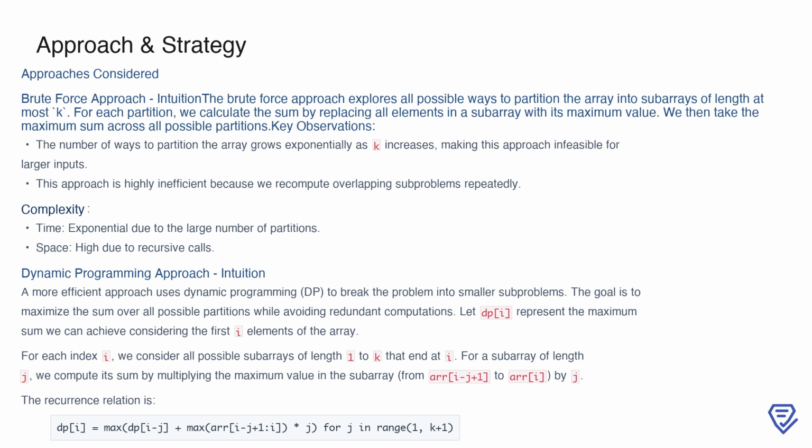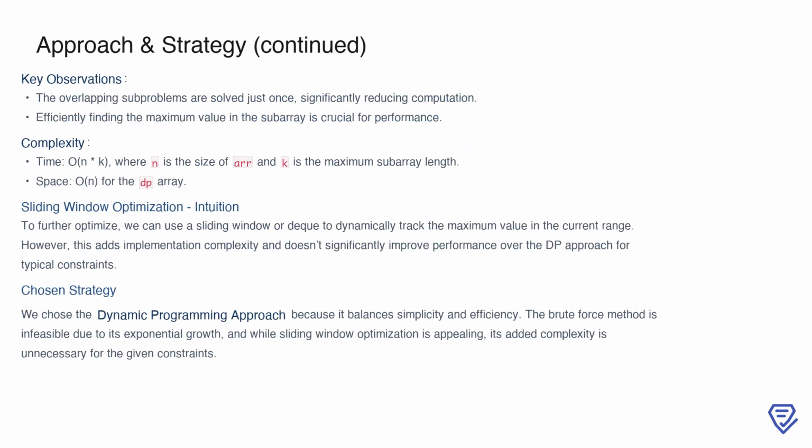Using this formulation, we derive the recurrence relation dp[i] equals max of dp[i - j] plus max-of-subarray(i - j + 1 to i) times j, for all valid values of j. This dynamic programming approach systematically builds solutions to larger subproblems by leveraging solutions to smaller ones, significantly improving efficiency compared to brute force. The dynamic programming approach has several key advantages.